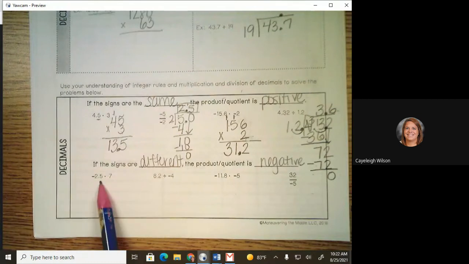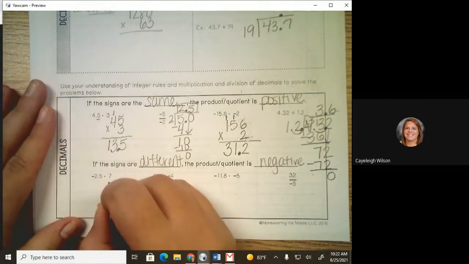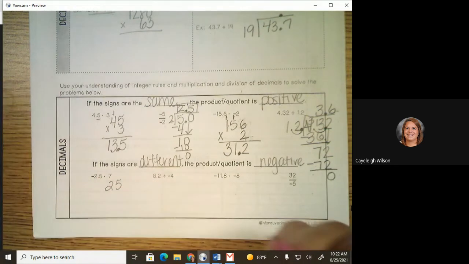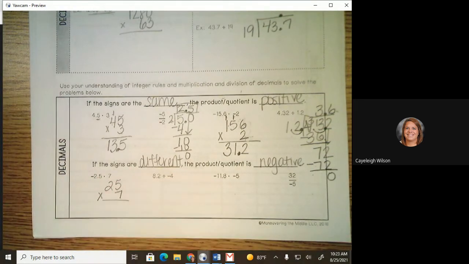All right, so it says if the signs are different, then the answer is negative. So this is a negative times a positive, so I know that my answer is going to be negative, but I'm just going to multiply it just like I've done the other stuff. So I'm going to take 2.5, but I'm just going to ignore the decimals and multiply it by 7. So why don't you all multiply that and put your decimal places back in?